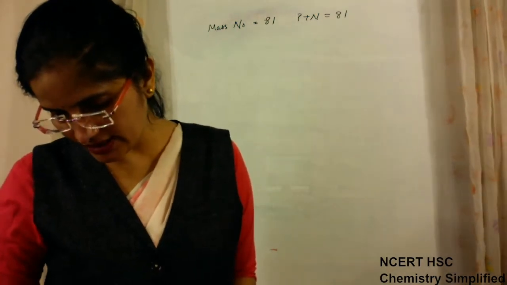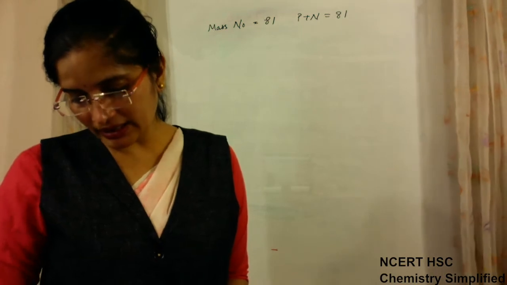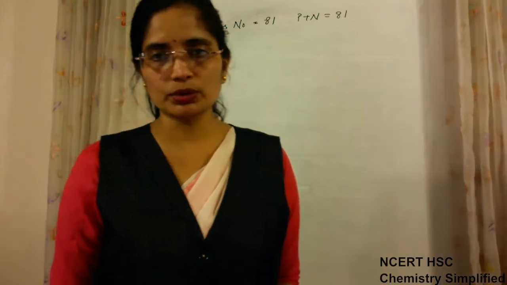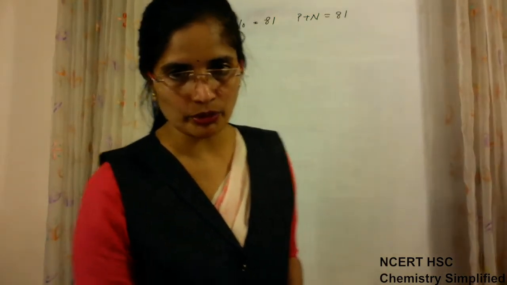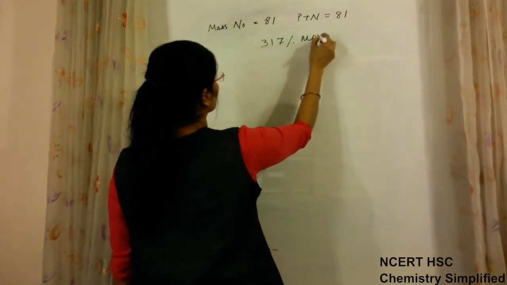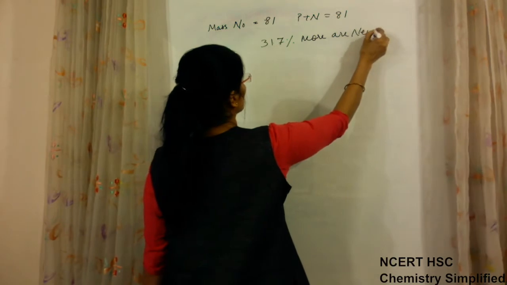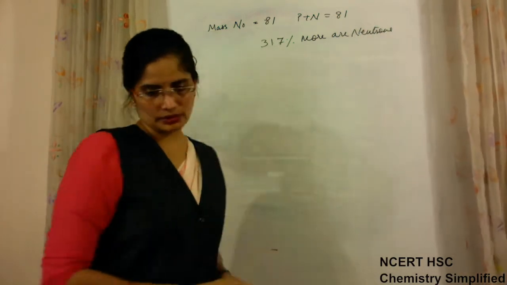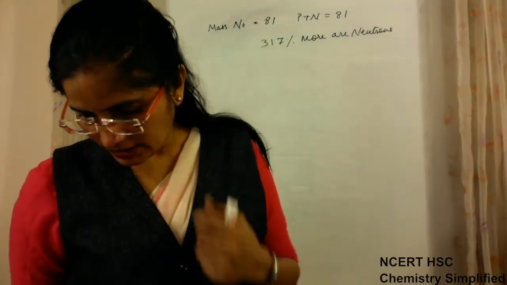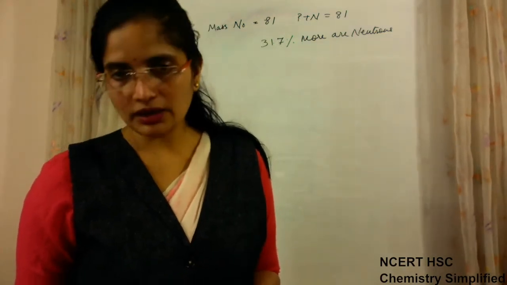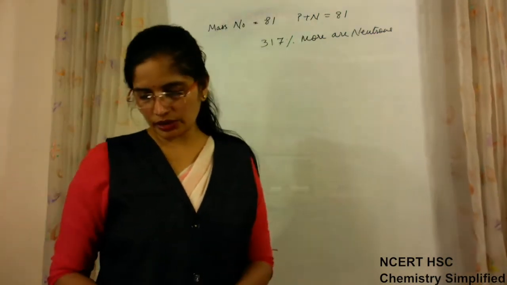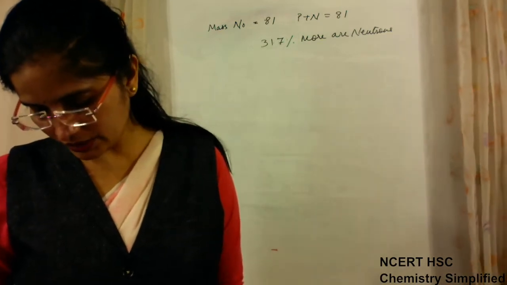Then the further condition is that the element contains 31.7% more neutrons as compared to protons. Whatever is the number of protons, 31.7% more are neutrons. Okay, what you have to find in the question is to assign the atomic symbol. That means you have to tell its atomic number, then only you can assign its atomic symbol.